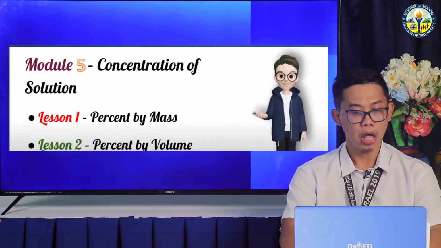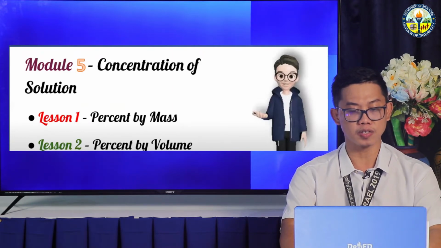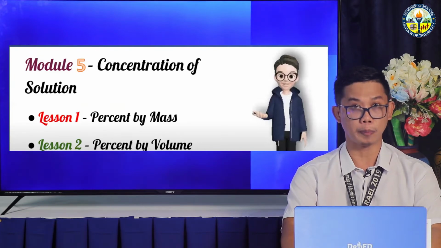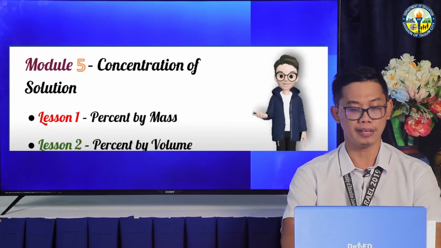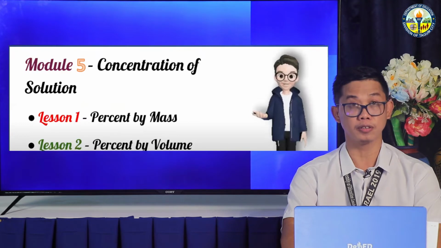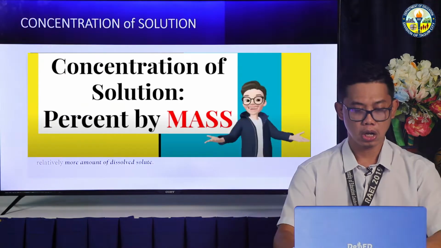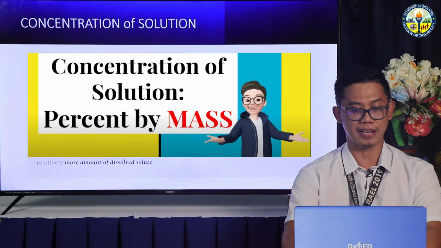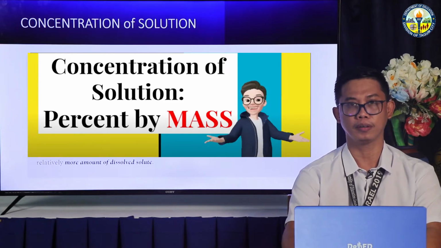And so, we will be talking about the concentration of solution, and we will focus mainly on how to get the percentage or percent by mass in Lesson 1 and percent by volume in Lesson 2. So those are the two lessons that comprise concentration of solution. We will begin by unlocking some important terms in this lesson. Let's define again what is concentration of solution.